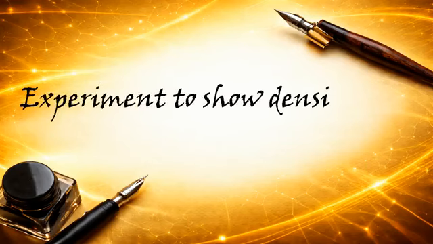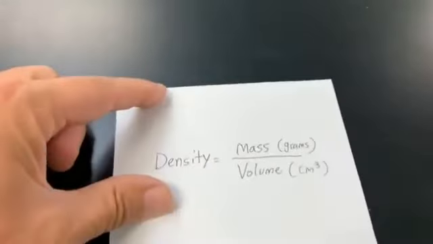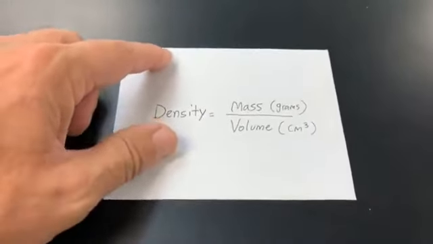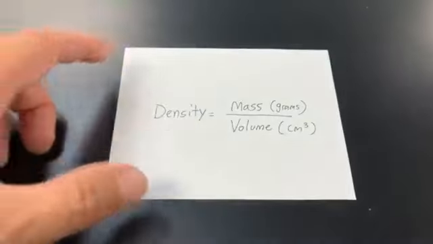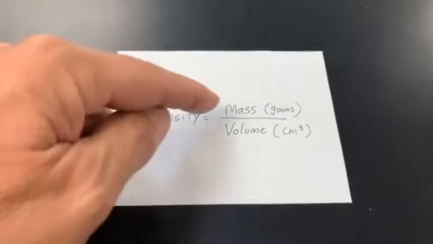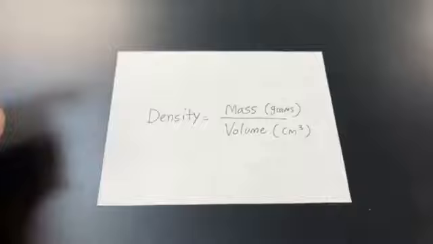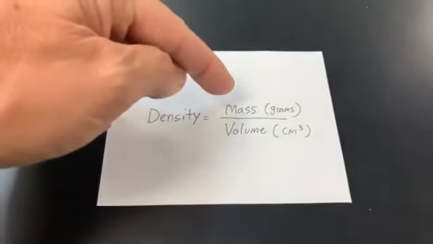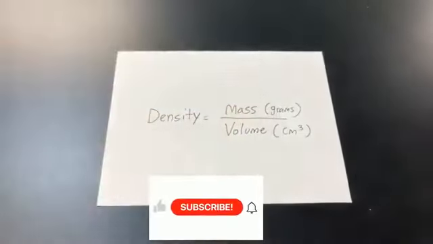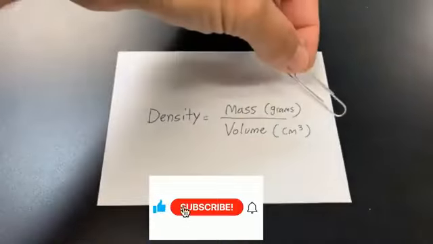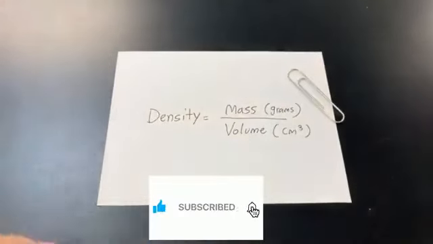Experiment to show densities of various metals. Okay, let's talk about density. So density is a formula that you have to calculate. It's a ratio of mass to volume. Now mass is how much stuff is in something, and it's measured in grams. By the way, 1 gram is about a large paper clip.